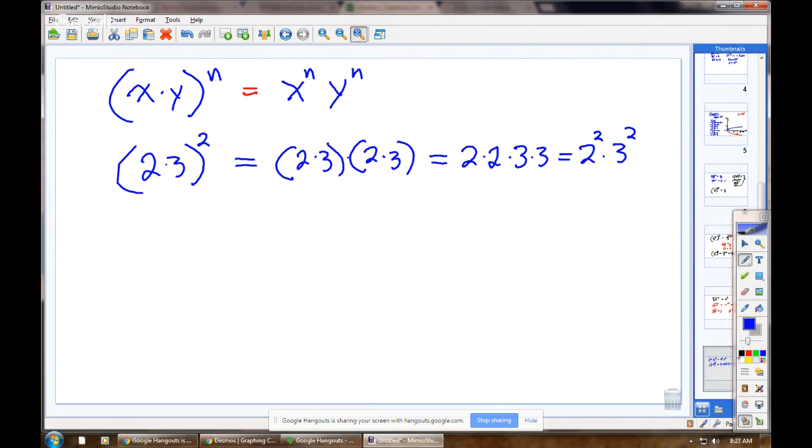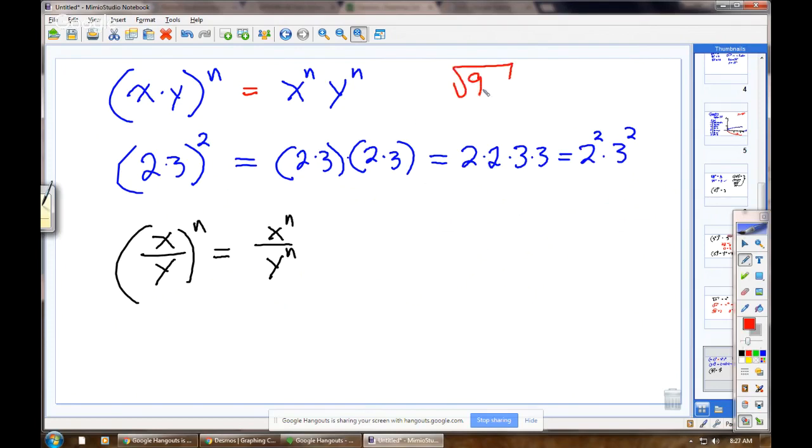Another important rule is that if you take x divided by y, all to the power n, then that's going to give you x to the n over y to the n. Okay? So square root versions of these I'll put in red. If I take the square root of something like 9 times 2, that's the same thing as the square root of 9 times the square root of 2. And hey, that's kind of cool. Square root of 9 cleans up. So this must be the same thing as 3 times the square root of 2.